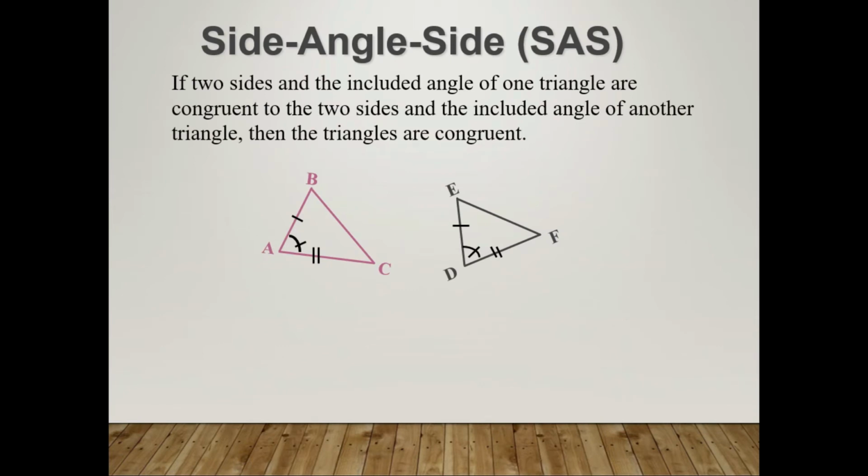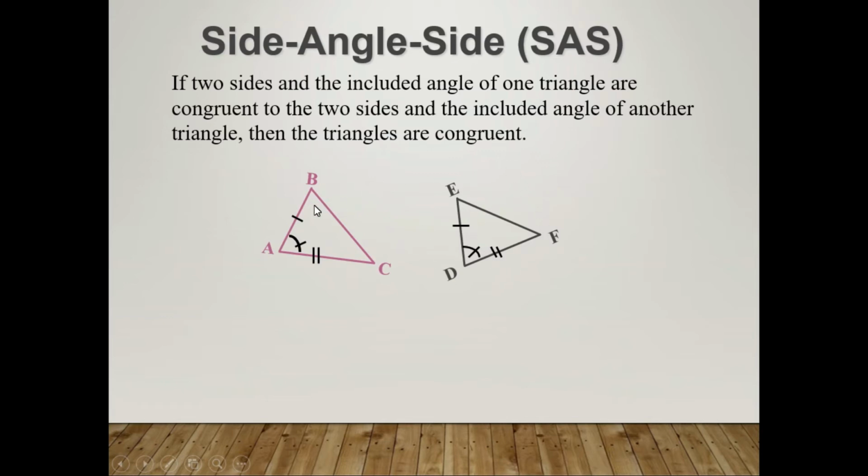It states that if two sides and the included angle of one triangle are congruent to the two sides and the included angle of another triangle, then the triangles are congruent. So, this time, the three corresponding parts that we will name are the two sides and the included angle of the two triangles. So, let us observe the given figure.